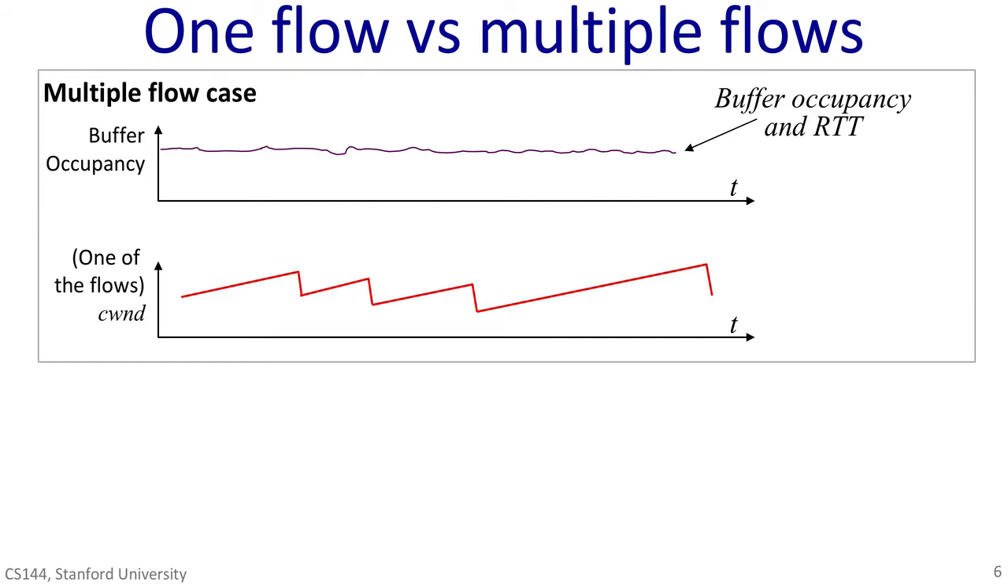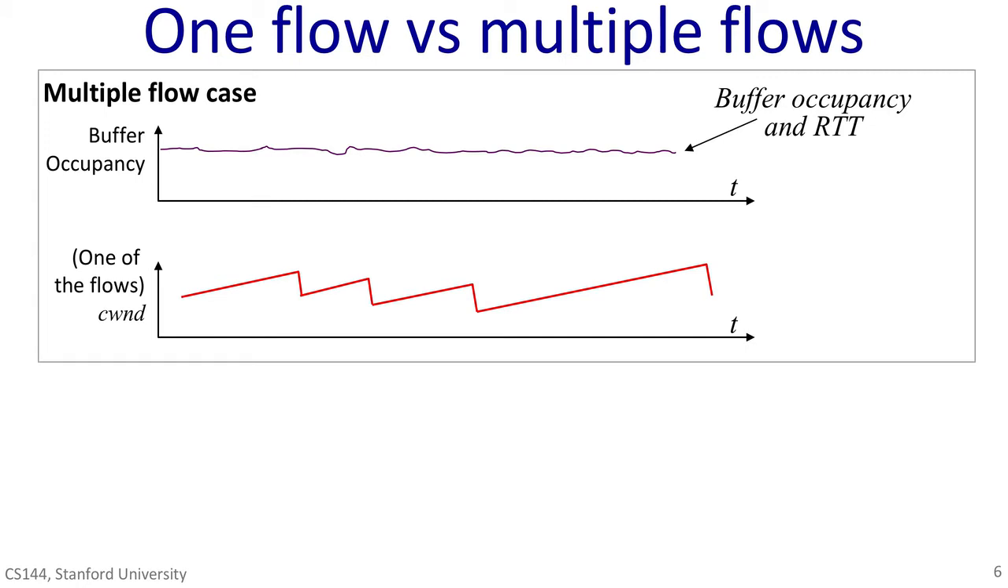If we zoom in on any one individual flow, as I've done here in red, then you can see that it will still follow the AIMD sawtooth. But the drops will happen at random times, because it really depends on when the flow happens to encounter a packet drop and halves its window size.